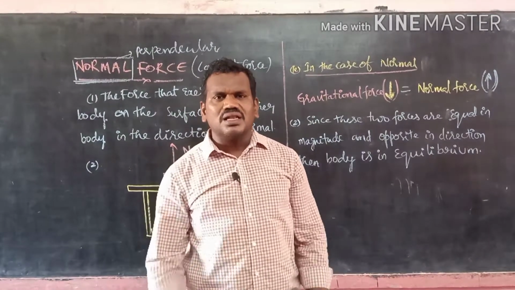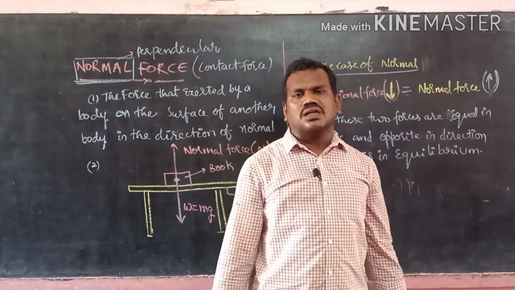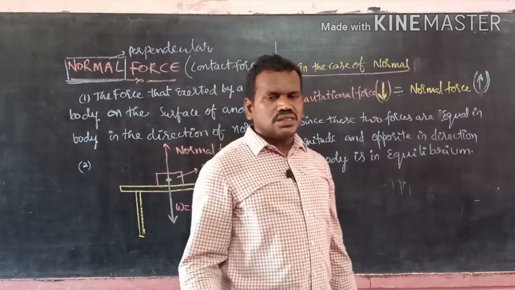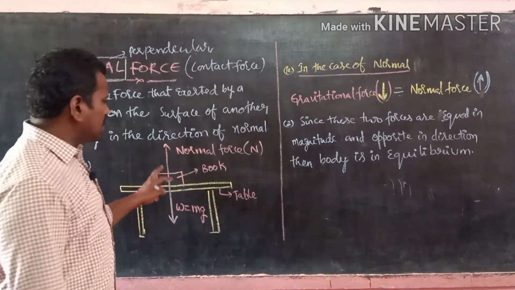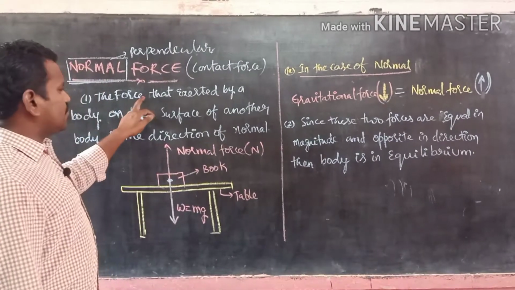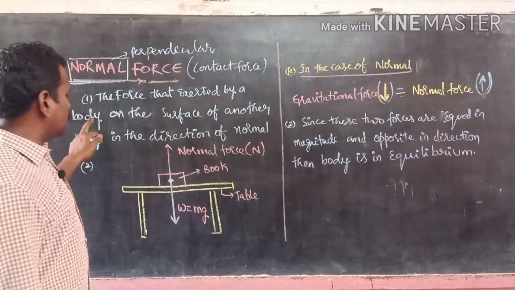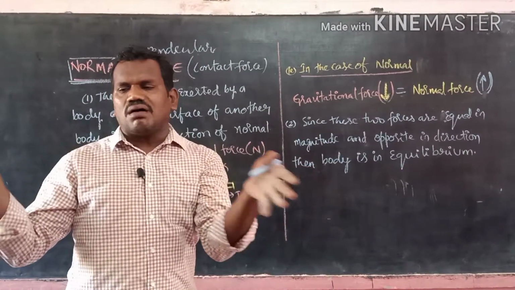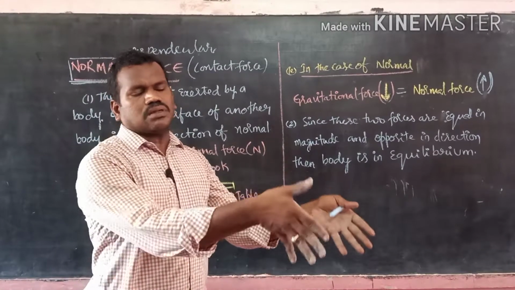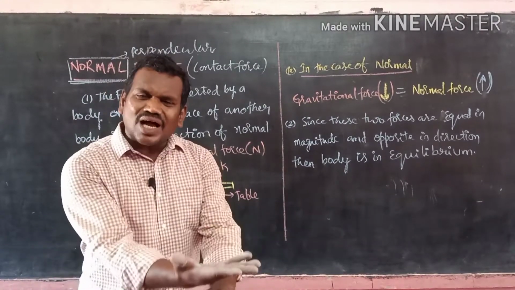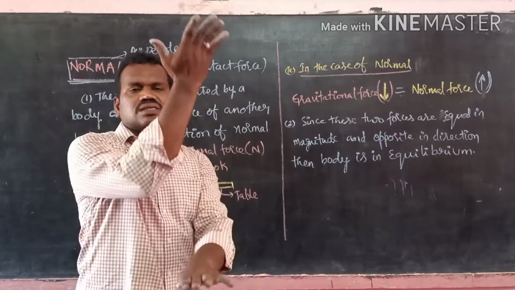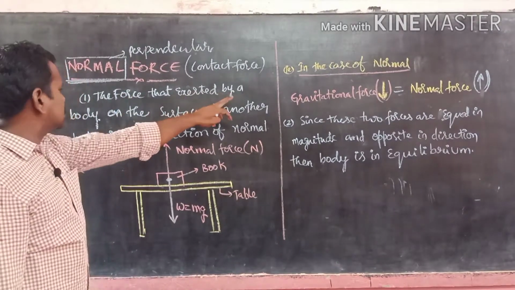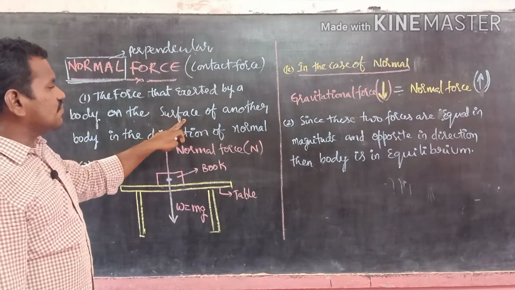Now what is the meaning of normal? I already said it is perpendicular; a line drawn at a particular point perpendicular to the given surface is called normal. So normal force is the force that is exerted by a body, here the book. Now you keep a large bag on the table or on some other object. That object will apply force in the upward direction on the bag. That force is normal force, the force exerted by a body on the surface of another body.